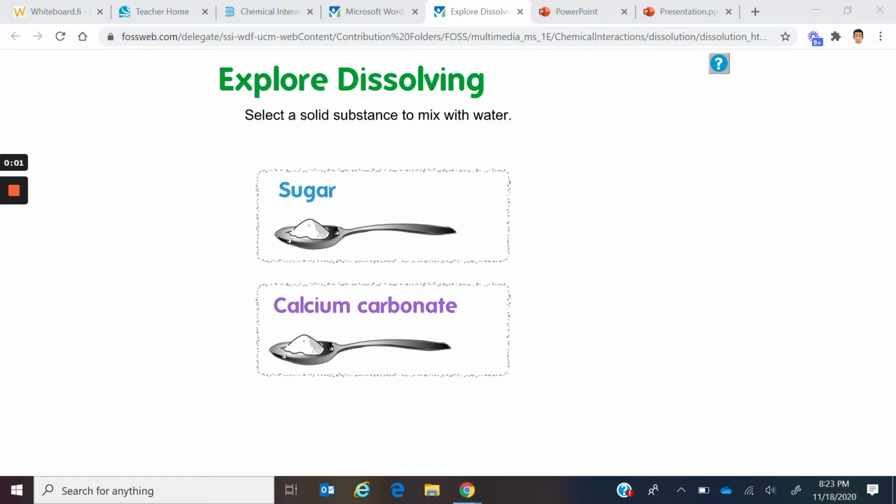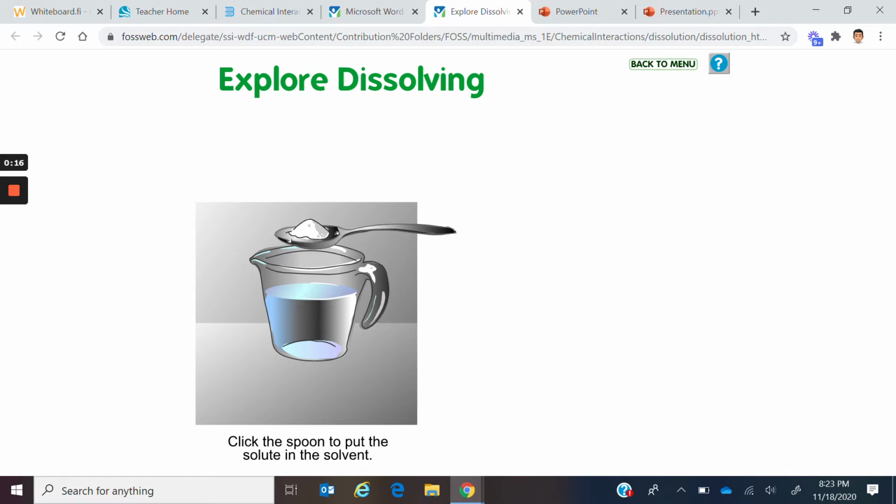All right, everyone, so let's take a look at Explore Dissolving. The activity asks us to select a solid substance to mix with water. Now think about that. Is water our solute or our solvent? Let's start with sugar. So, Explore Dissolving, click the spoon to put the solute, the sugar, in the solvent. And it already told us our water is a solvent.